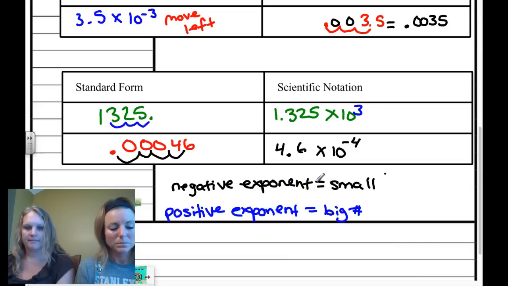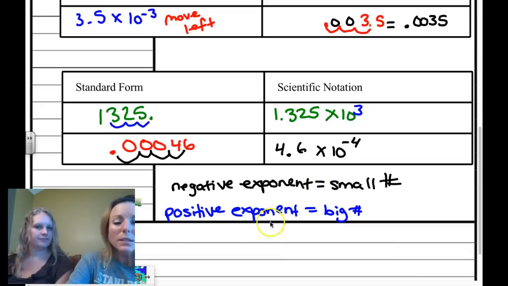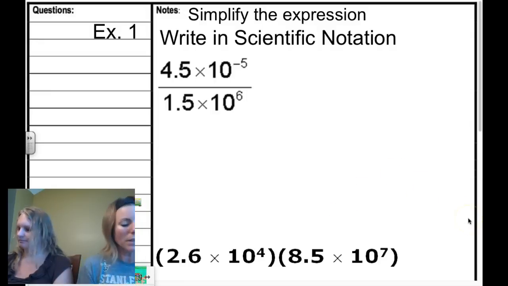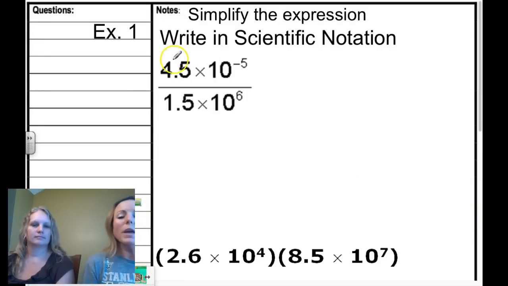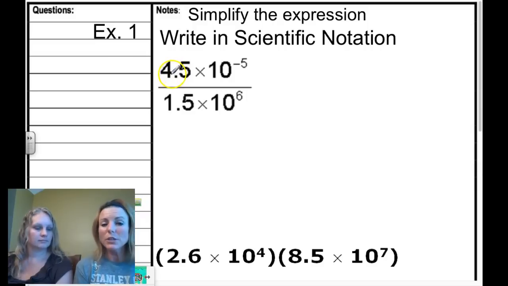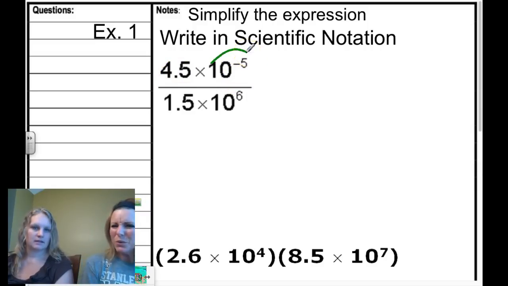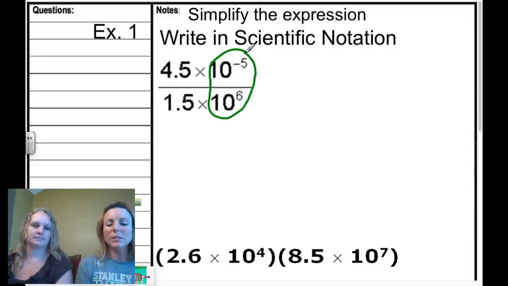All right. Let's move on to the next page here. So let's do some examples. Example 1. We have a number in scientific notation on the top and the bottom. Let's do this first. You're probably going to need a calculator here.